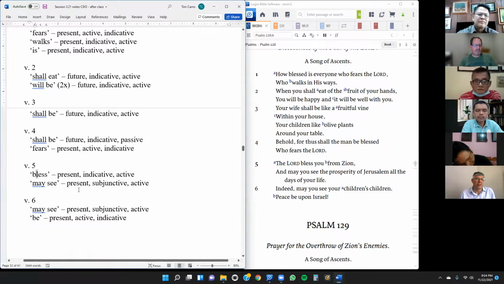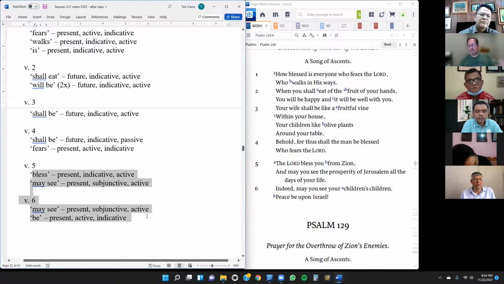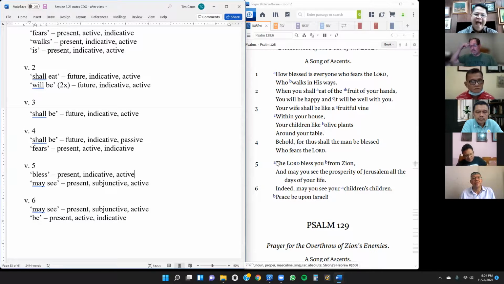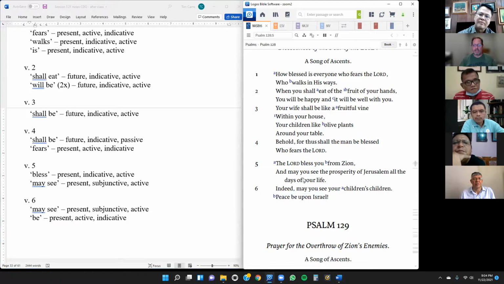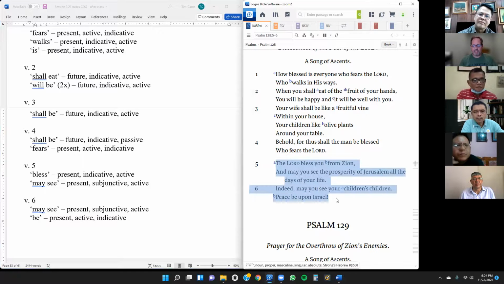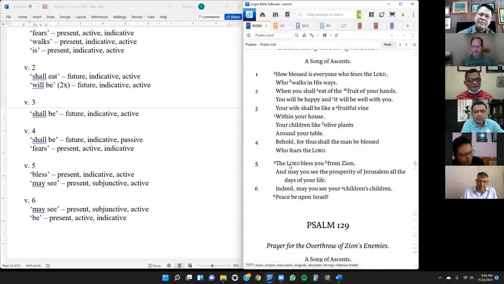And then verses 5 and 6 introduce the subjunctive, which makes sense because it's a prayer. And technically speaking, guys, if we were to look at the Hebrew text, actually all of these would be subjunctive. The Lord bless you, that's actually a request as well. The idea is, may the Lord bless you, and may peace be upon Israel. We don't see it in the English translation, but verses 5 and 6 are all a prayer, because we don't command the Lord to bless. We're not saying that God has to do it. This is obviously a prayer.